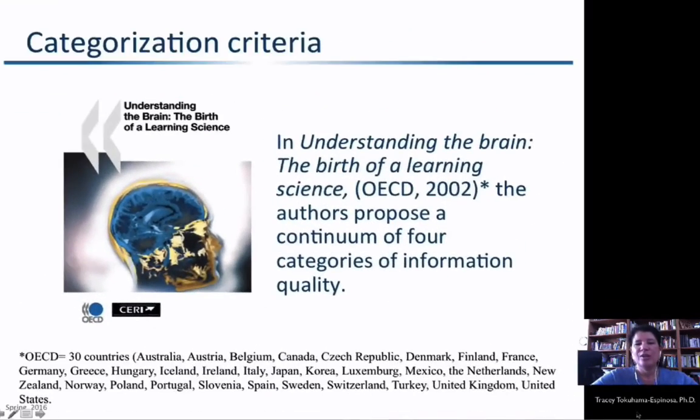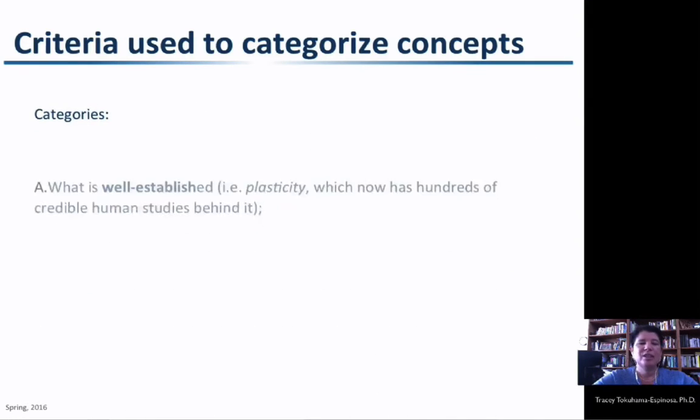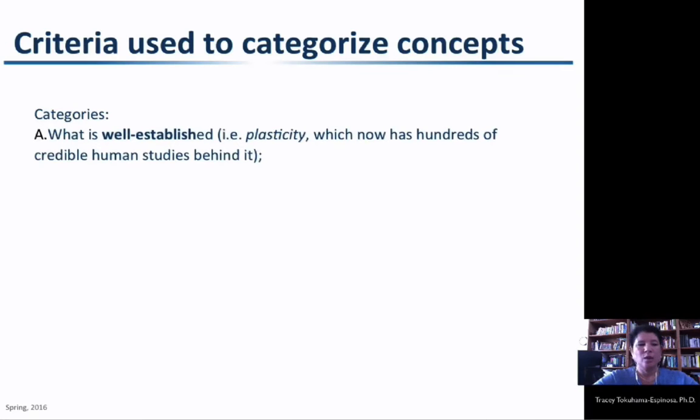So I want to call your attention to a publication that came out in 2002, which tried to help countries agree upon terminology. There were 30 countries at the time, there are 34 right now, but the 30 countries in the OECD nations agreed upon a certain terminology in which they found that there were at least 4 categories of information which were being shown to the public and really used by teachers. And that was that there was a few things in the world that were really well established.